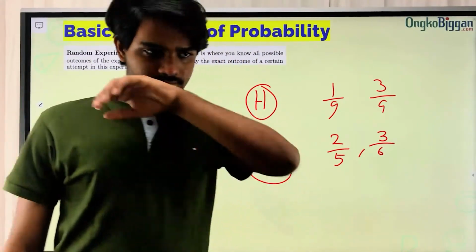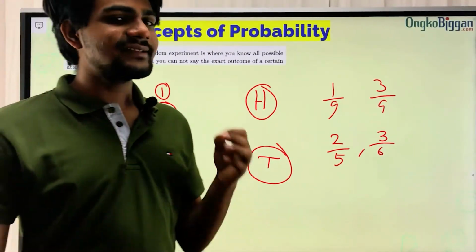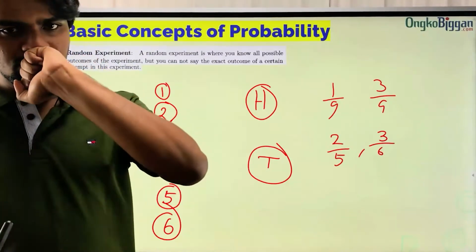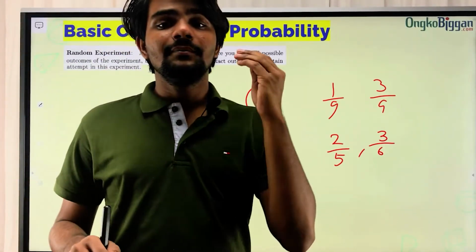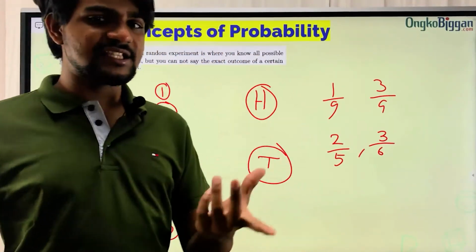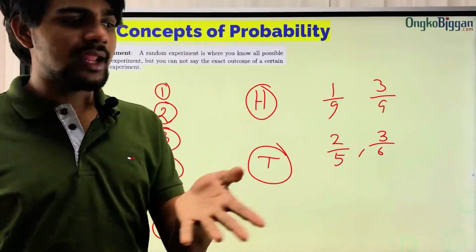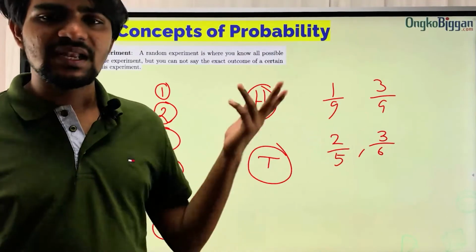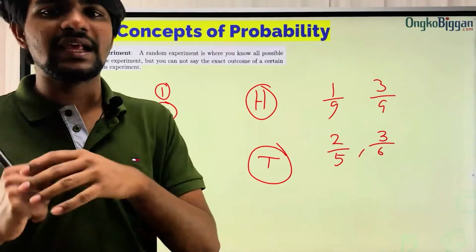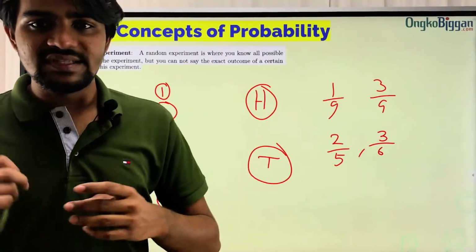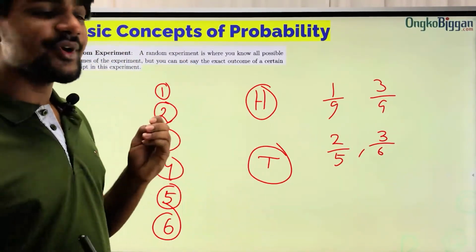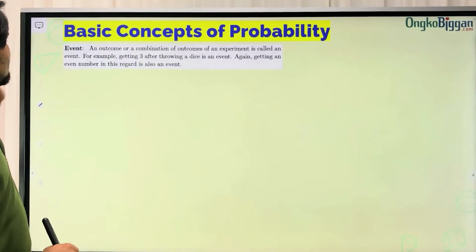For example, 2 by 5 and 3 by 6, both are possible. Also, at the time of conducting this experiment, I don't think you can predict which percentage of people will like math, or which percentage will hate math and fall in love with statistics. So these are all examples of random experiments. Okay, so random experiment is done.